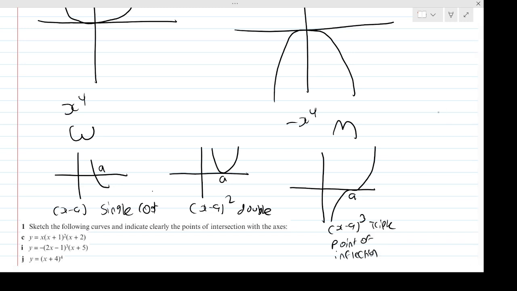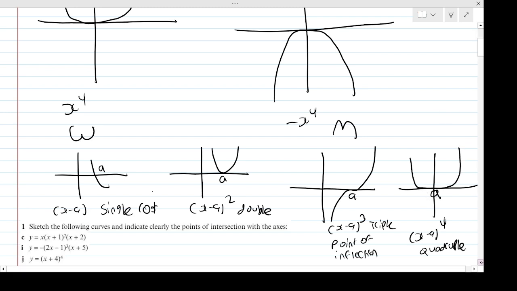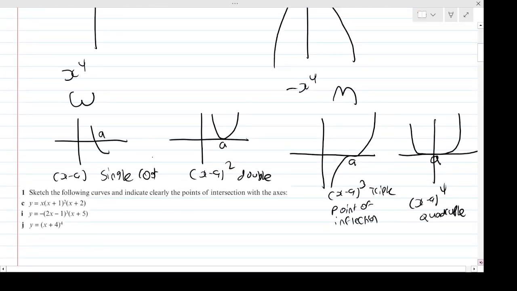And lastly, if we have a quadruple root, so x minus a to the 4, it will look like a double root, it will touch it, but it will be a lot more elongated. Like that, okay? So it touches the point a in the middle here, but it'll be a lot more drawn out, okay? Okay, with that in mind, we can sketch quartics.